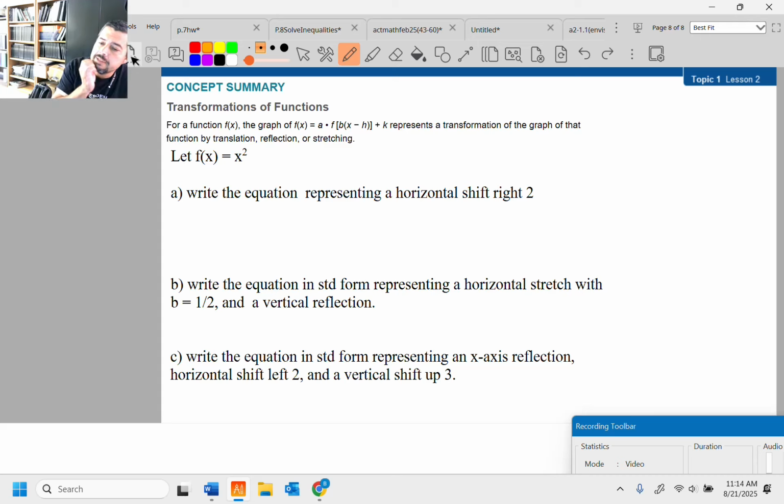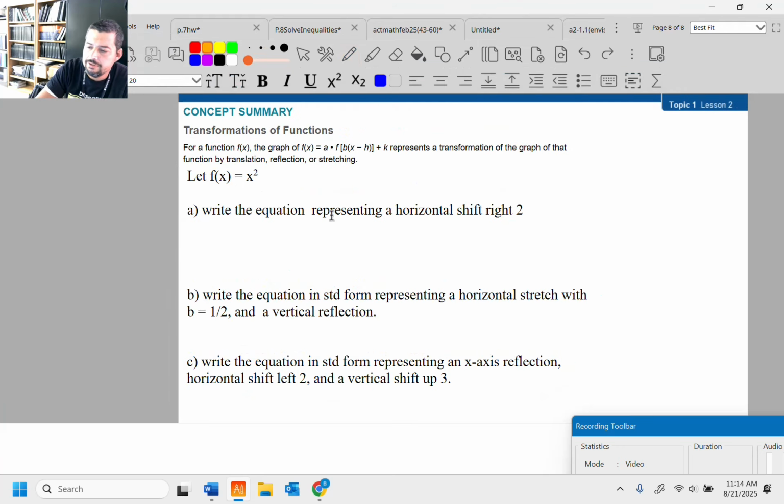Alright, so the concept summary here is the transformations of function. Let f of x be x squared. Write the equation representing a horizontal shift right 2. Now that's something you already know how to do. You do, so this shouldn't be a problem. Just call the new function something like h of x. Okay?